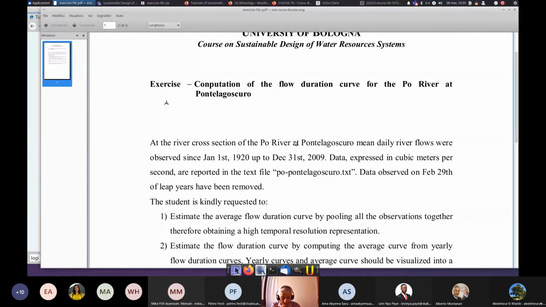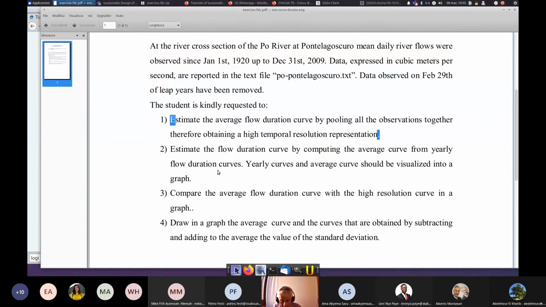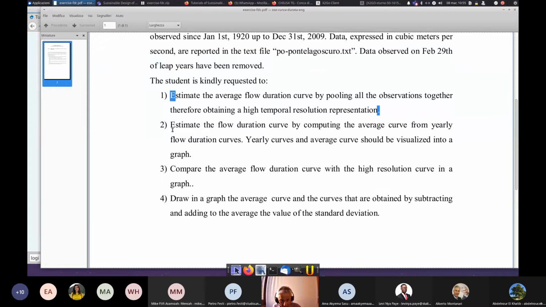Now, what I would like to kindly request of you: number one, estimate the average flow duration curve by pooling all the observations together, therefore obtaining a high temporal resolution representation. We will see what this means. And then second, estimate the flow duration curve by computing the average curve from yearly flow duration curves. Very good. Compare the two flow duration curves. And let's forget the fourth one for now.